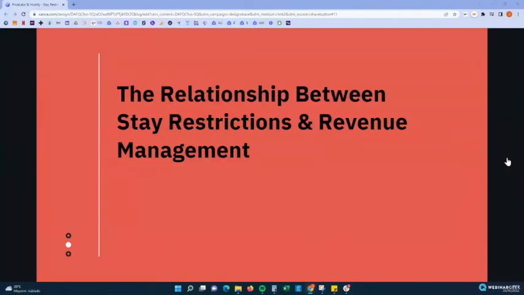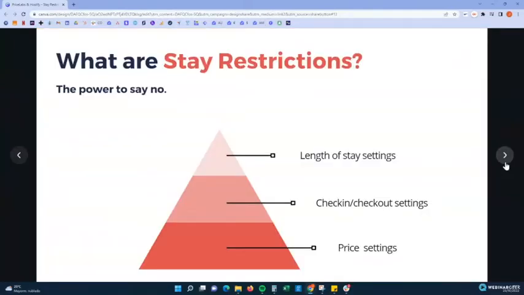Okay. So if you can jump to the next one. Yeah. So what are stay restrictions? Basically, we say it is the power to say no. It's basically saying, I don't want a certain booking, and I want my strategy to have a certain focus, a certain goal, and not accept every kind of booking. Sometimes this is good, sometimes bad. It depends on the strategy.